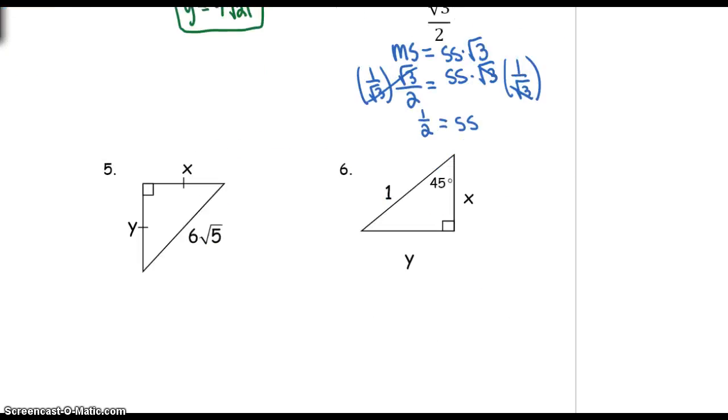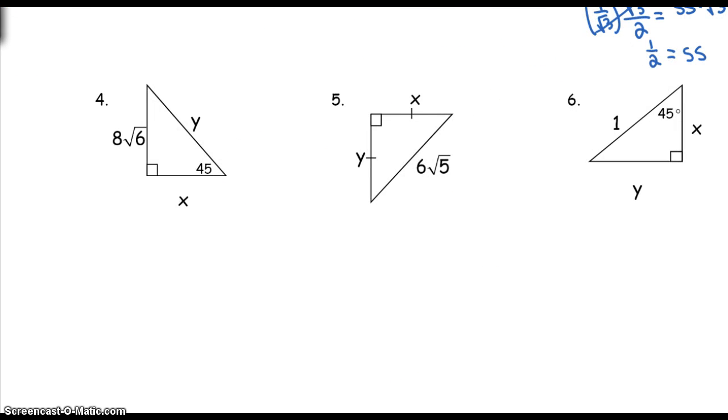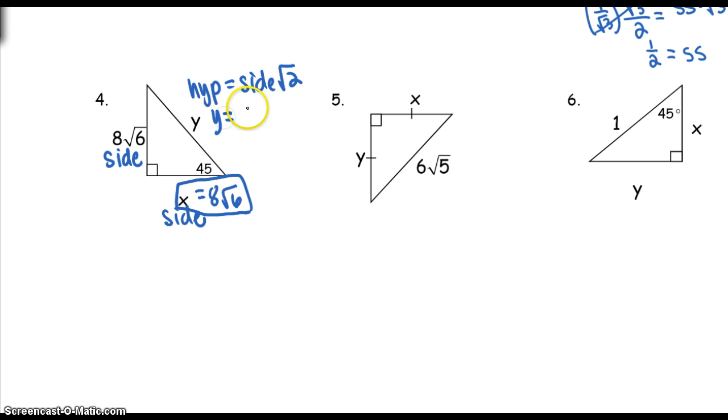Okay, let's keep going. Let's focus now on some 45, 45, 90. So notice that this is a 45, 45, 90 because both sides are the same. And here they've told you the 45s. Let's look at number 4 first. So when I label these, this will be side, side, and then this is the hypotenuse. And the hypotenuse is always the side times root 2, like that. What were we given here? Well, we were given that the side is 8 root 6. So this is going to be the same, 8 root 6. And then our hypotenuse, which is y, is the side, which is 8 root 6 times root 2.